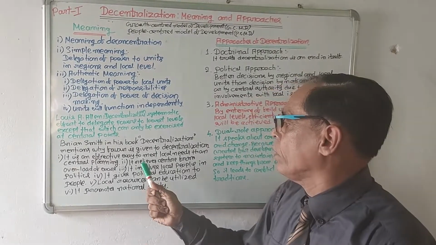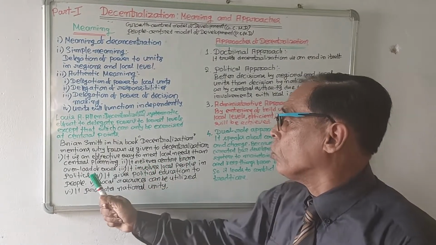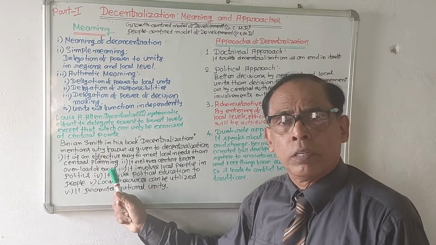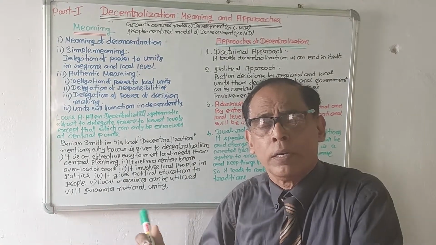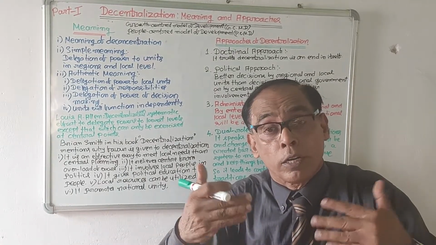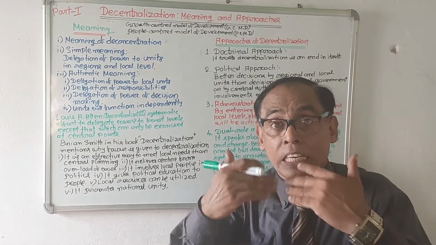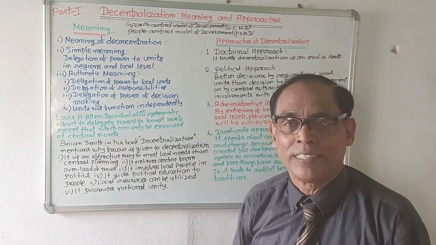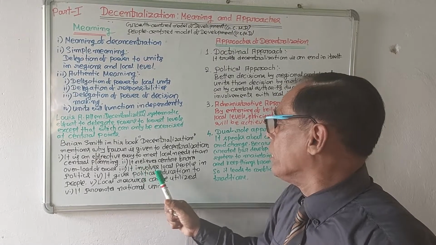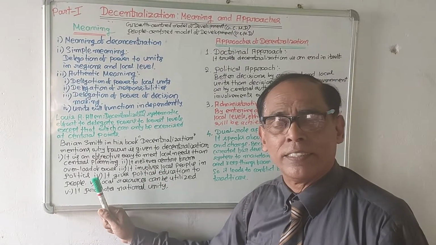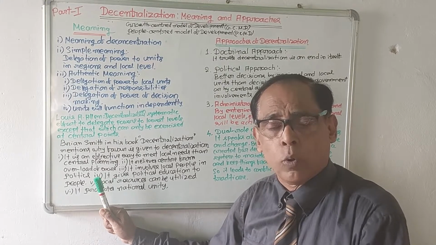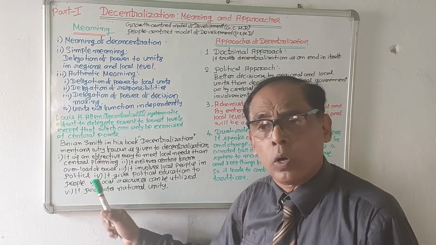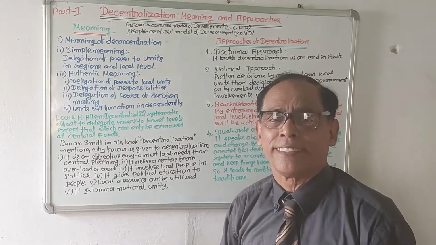And number 2, it relieves the center from overload of work. If the center will delegate power to regional and local government, it will not be overloaded with work, so it can give attention to sensitive matters. Number 3, it involves local people in politics. Whenever by delegation of power regional and local governments will be created, local people will be involved in politics.